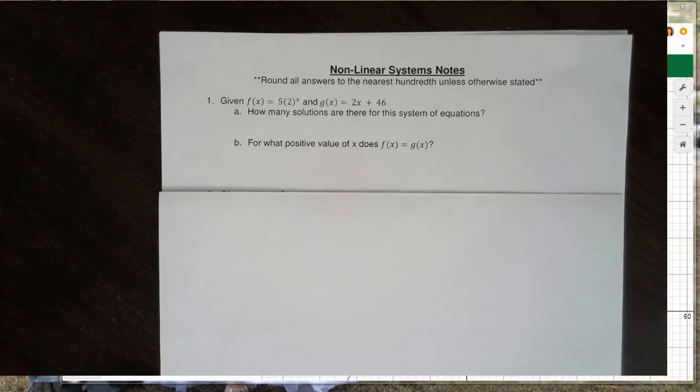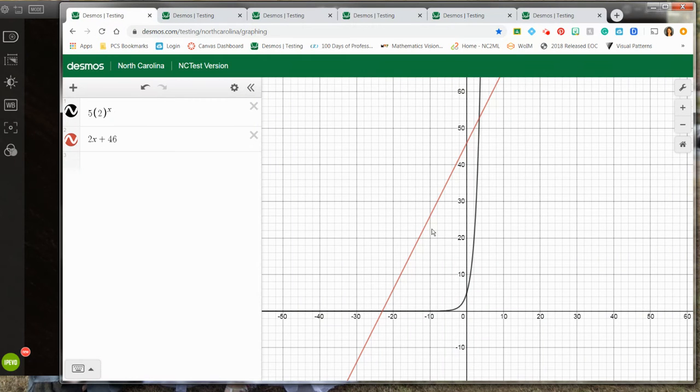So I'm going to switch over to Desmos. And I've already zoomed out a little bit on this picture so that you can see it a little bit better. We have 2 solutions here. I have one up here and I have one down here. So the answer to part A would be 2 solutions.